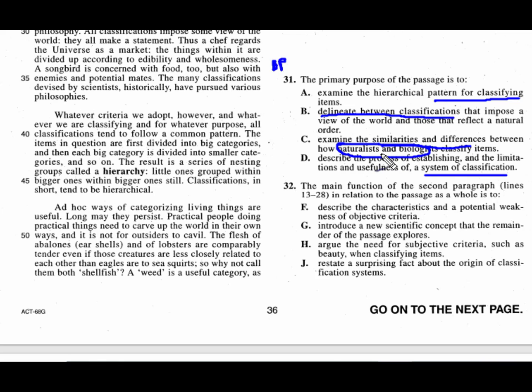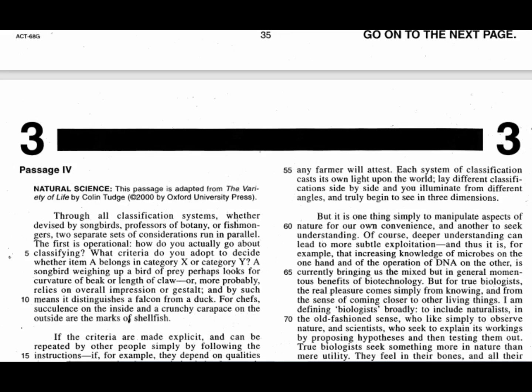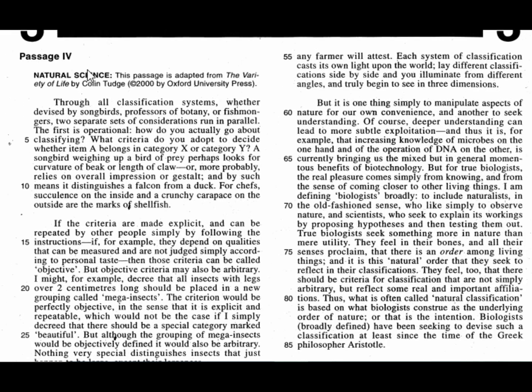Is it talking about biologists, or is it looking at just limitations and usefulness of the classification system? Now what we do is we just simply go in, look at our topic sentences, and here we go. Don't forget to look at the title and see what the title says. Here it says natural passage. It says variety of life.